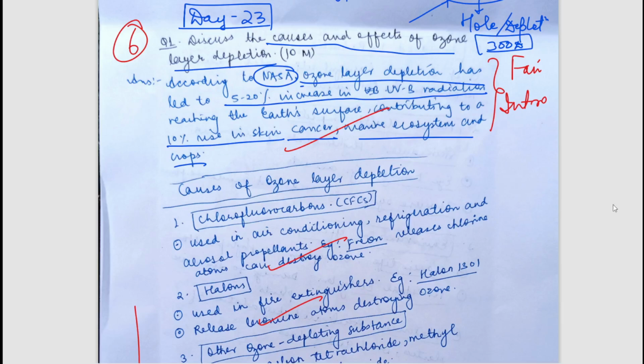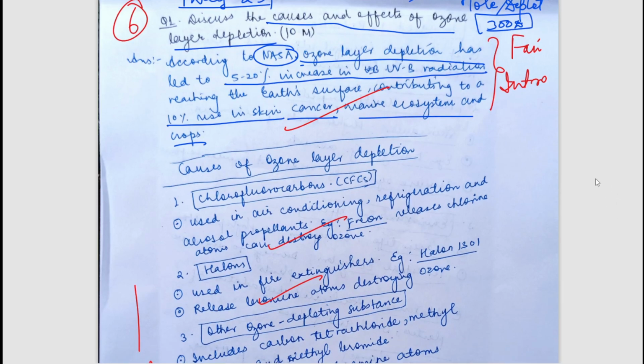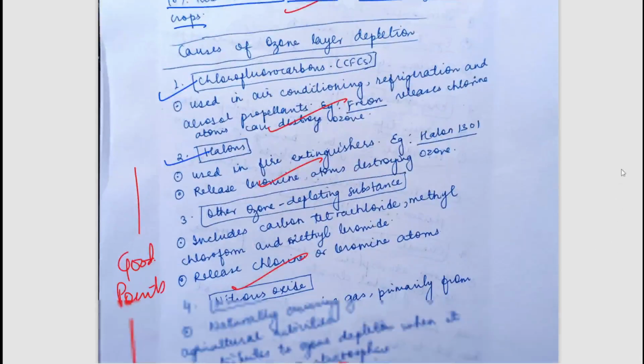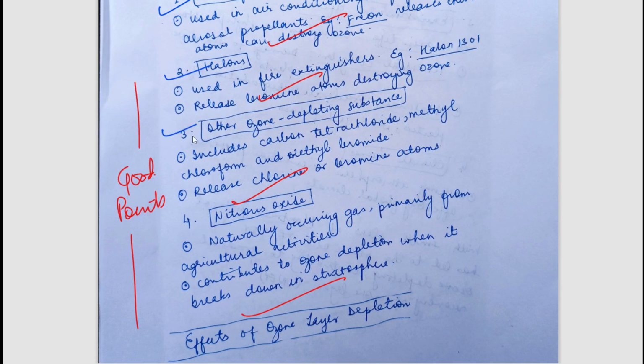Now let's see how the student has approached the body, that is, the causes and effects of ozone layer depletion. I will just be briefing you the points. If you want to read the points in detail, you can pause the video and read them. Okay, so what are the causes of ozone layer depletion? Obviously chlorofluorocarbons are one of the causes, halogens are one of the causes, other ozone depleting substances such as carbon tetrachloride, methyl chloroform, methyl bromide. So these are also ozone layer depleting substances. We have nitrous oxides. So these are some of the substances which deplete the ozone layer. You can pause and read the answers in detail if you want to.